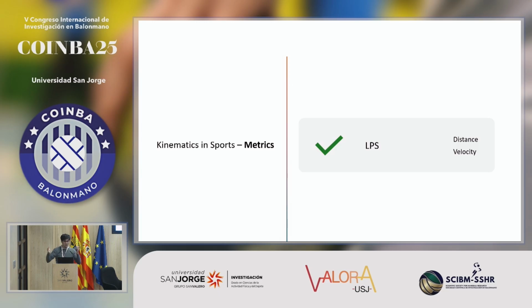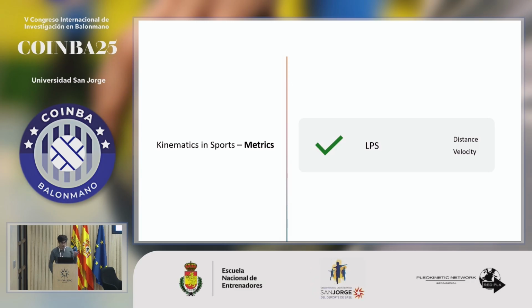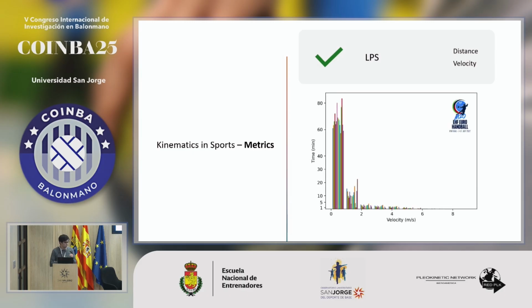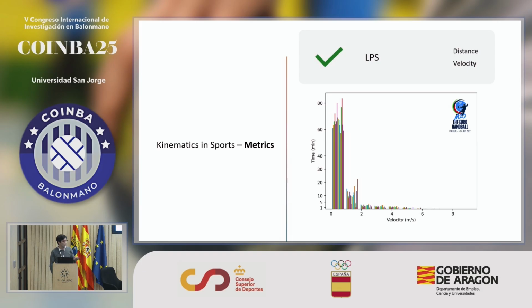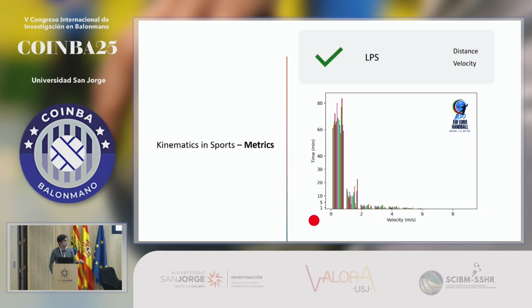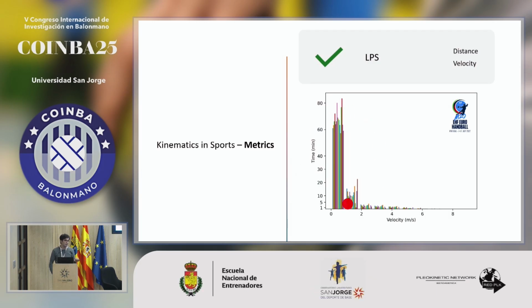In LPS, it has been mainly distance and velocity in handball, but there is a limitation on this. We collected a game from the EHF Euro Under 20 in 2022 that happened in Portugal. And we can see here a histogram where we have the velocity and the time spent by each player at each velocity. And we notice that the majority of time is spent below 2 meters per second. That is 7 kilometers an hour. That's fast walk, light jogging.